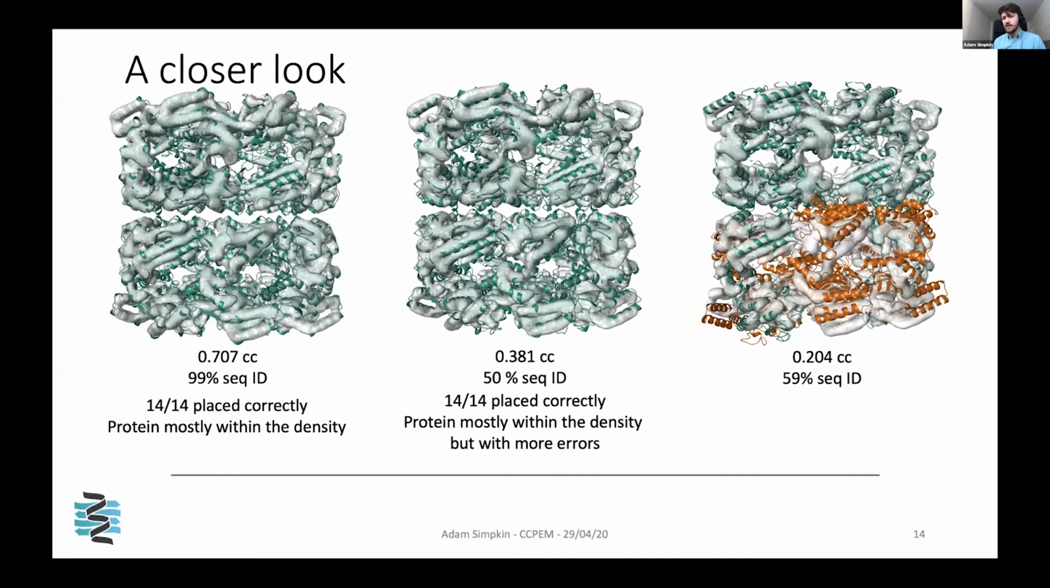The final one I placed had a 0.2 CC. It was just about looking like there may be things placed there. And only 9 out of the 14 were placed correctly, despite this having a higher sequence identity. This appeared to be a little bit conformationally different. And so the last 5 structures really struggled to pack into the density.